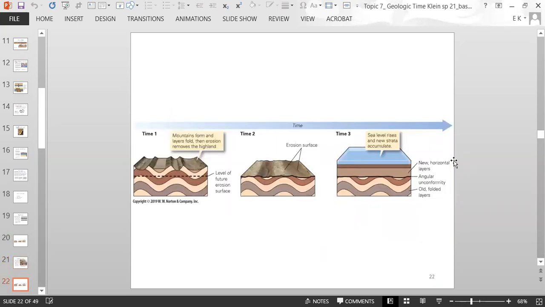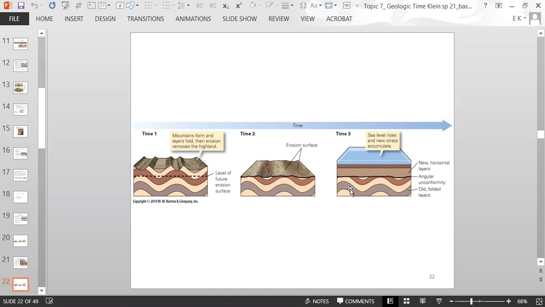Okay, and then here's the timeline. Time 1, you have layers that are folded. Then you have erosion, which removes some of the upper layers of the rock. And then later on, you have more sediment deposited. And that leaves you with your angular unconformity.